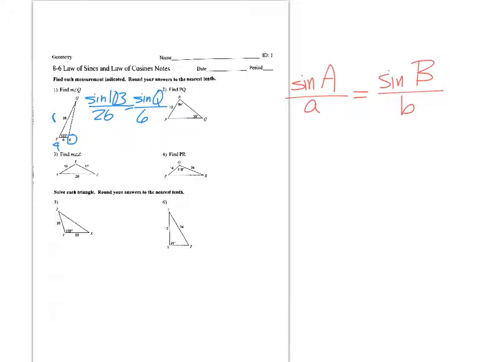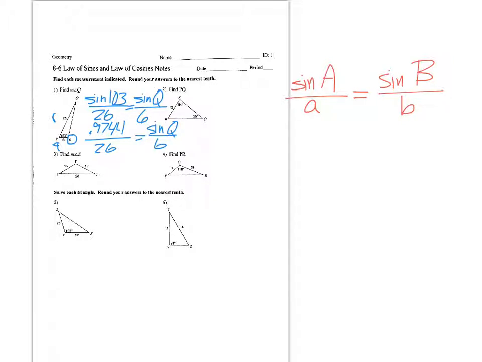Well, all you're going to do is type this in on your calculator. Make sure your mode is in degrees. Always check that as you're doing these. So I'm going to type sine of 103, and I'm going to go to the nearest 10,000th, which is 4 decimal places. That gives me 0.9744 over 26 equals sine of Q over 6.